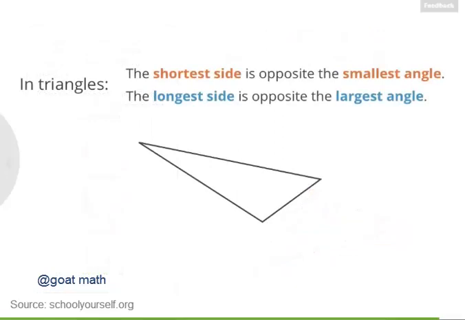You've done some excellent work here. So just to recap, the shortest side of a triangle is opposite from the smallest angle, and the longest side is opposite from the largest angle. And of course, this means that the middle side is opposite from the middle angle.